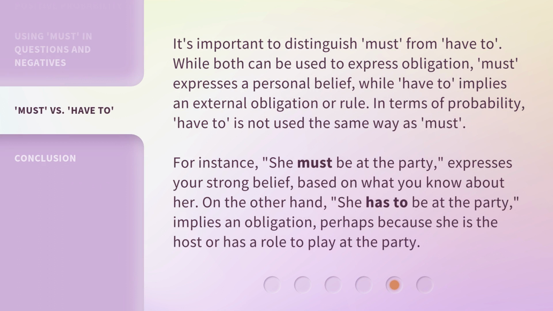It's important to distinguish must from have to. While both can be used to express obligation, must expresses a personal belief, while have to implies an external obligation or rule. In terms of probability, have to is not used the same way as must. For instance, "She must be at the party" expresses your strong belief, based on what you know about her. On the other hand, "She has to be at the party" implies an obligation, perhaps because she is the host or has a role to play at the party.